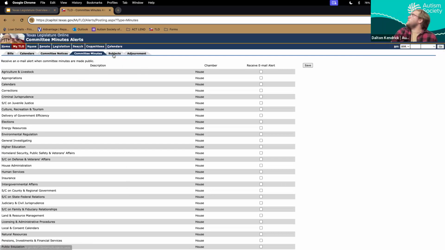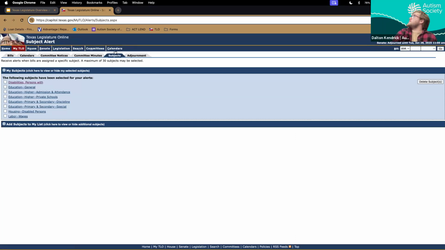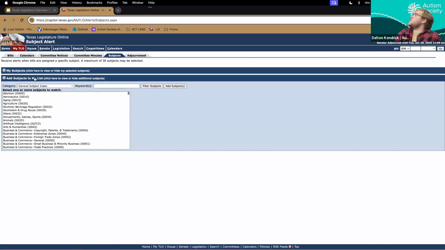And then a really good one is subjects. What subjects does is, when a bill is filed, it's usually assigned one or multiple subjects. So it's kind of, what is this bill about? Or what is the general gist or area of this bill? When you first start, it'll be blank. If you go to add subjects to my list, you can look up different things.